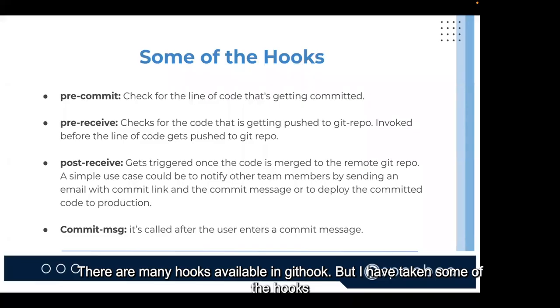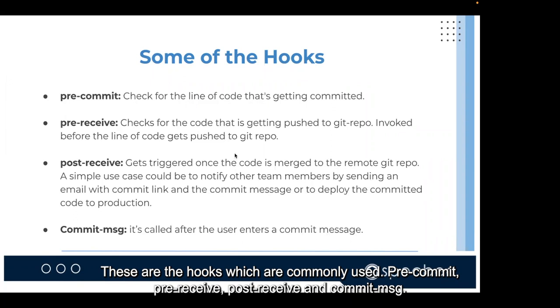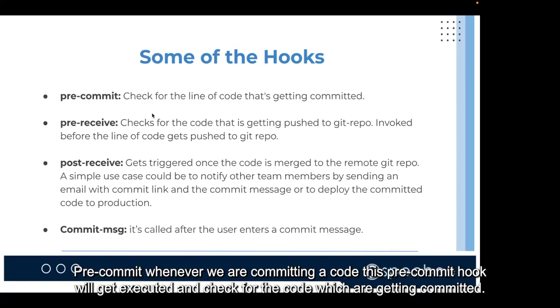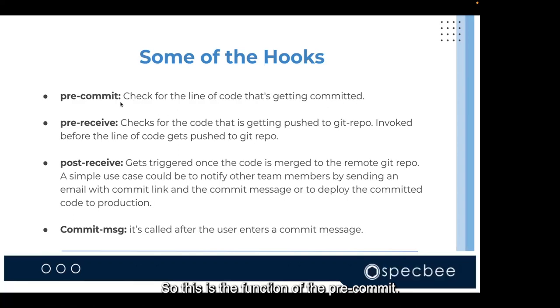There are many hooks available in Git, but I have taken some of them. The most commonly used ones are pre-commit, pre-receive, post-receive, and commit message. Let's go through a brief on these. Pre-commit: whenever we commit code, this pre-commit hook gets executed and checks the code which is getting committed. That is the major function of pre-commit.